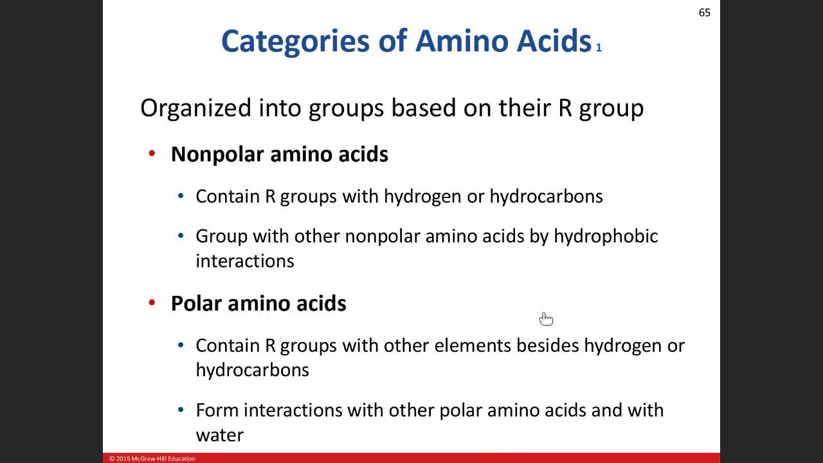So a couple things about our amino acids. We're going to have our polar and non-polar amino acid groups. It is helpful to understand that when we're talking about nonpolar and polar amino acid groups.